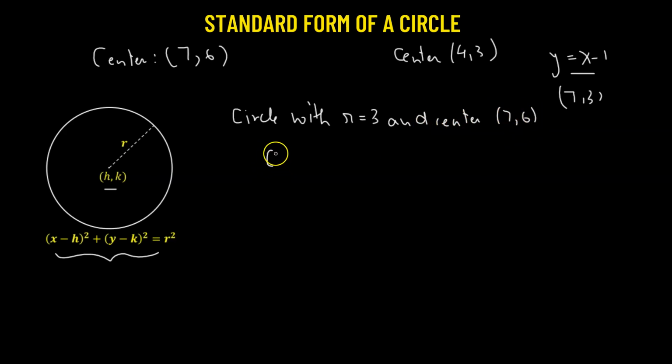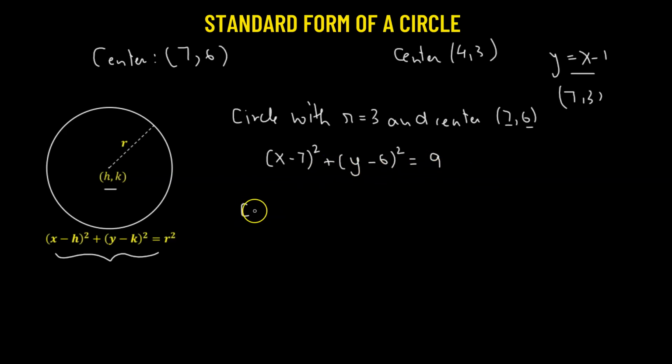So we have x minus h. So h corresponds to the x coordinate of the center. So that's 7. We have x minus 7 whole squared plus y minus k. So k corresponds to the y coordinate. So that's 6. So y minus 6 whole squared. And this will be equal to the square of the radius. So that's 9. So this is one of the circles.